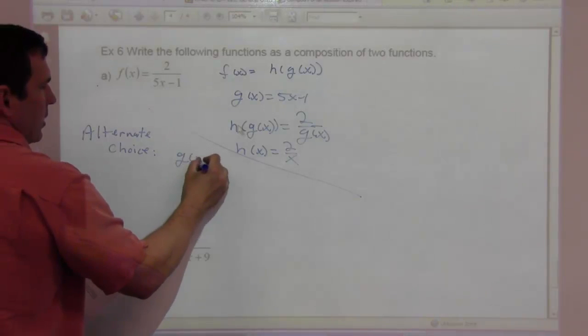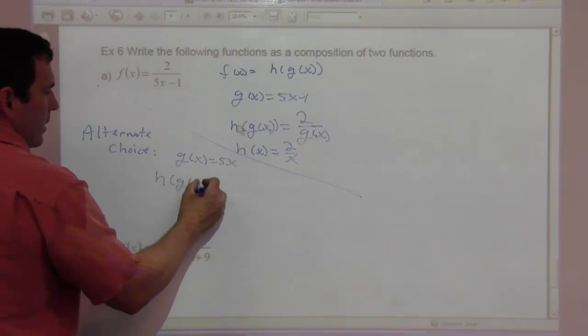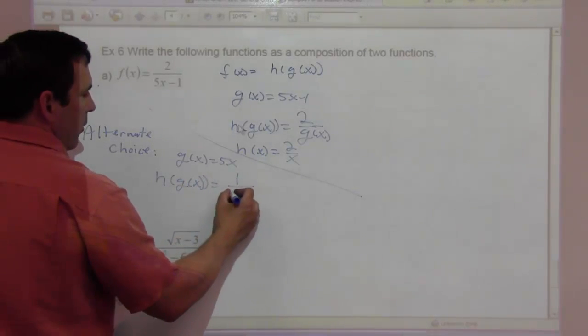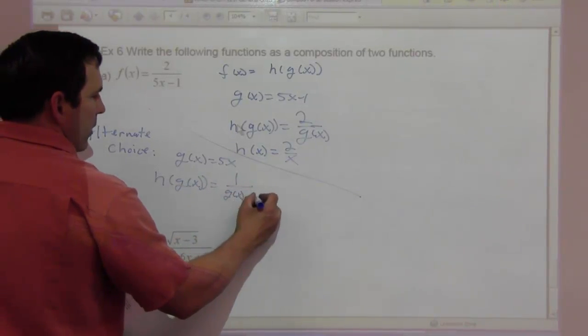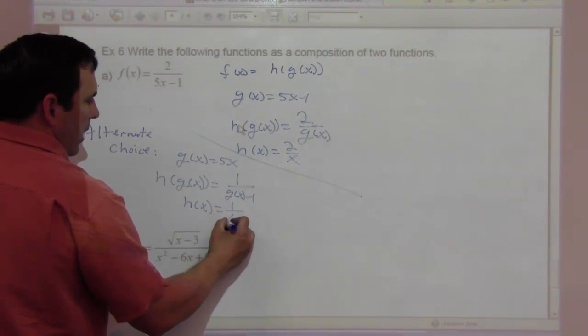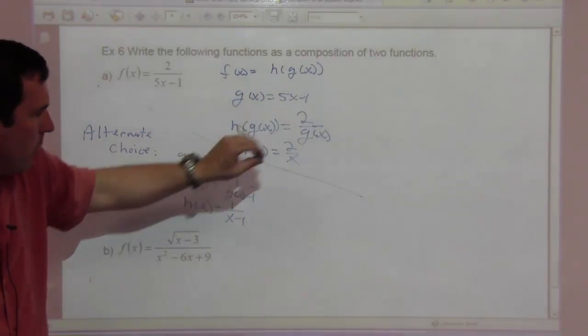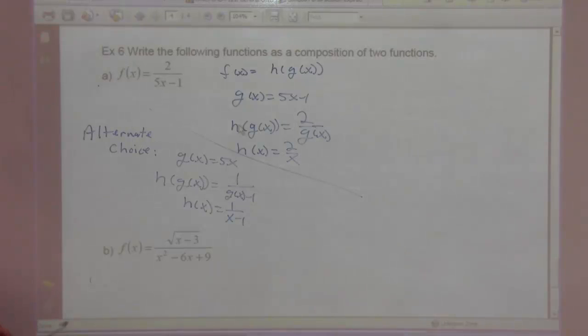What if you said g of x was just 5x? Then your h of g of x would have been 1 over g of x minus 1. So that means h of x would have to be 1 over x minus 1. So you have two choices there. These go together, these go together.